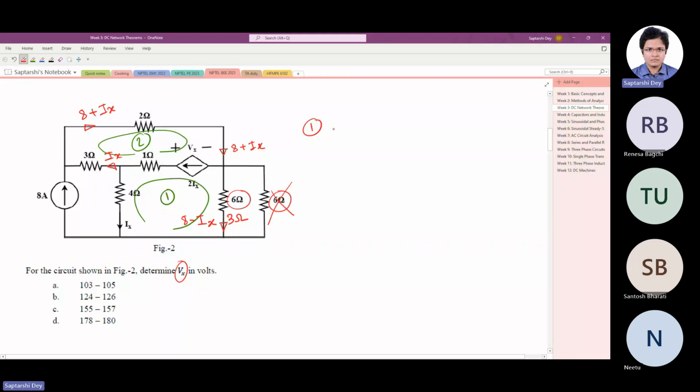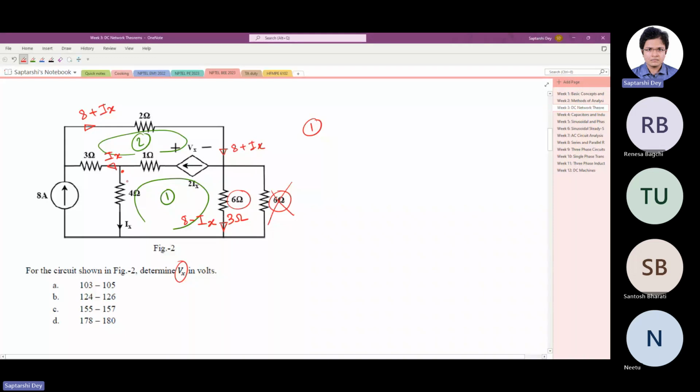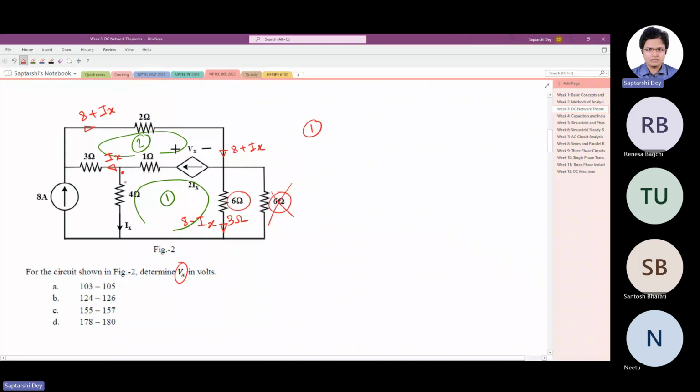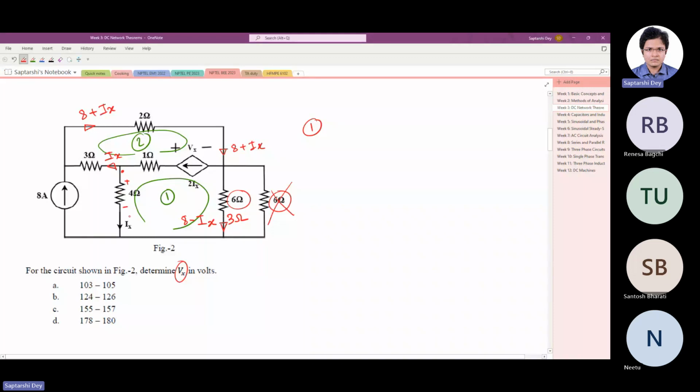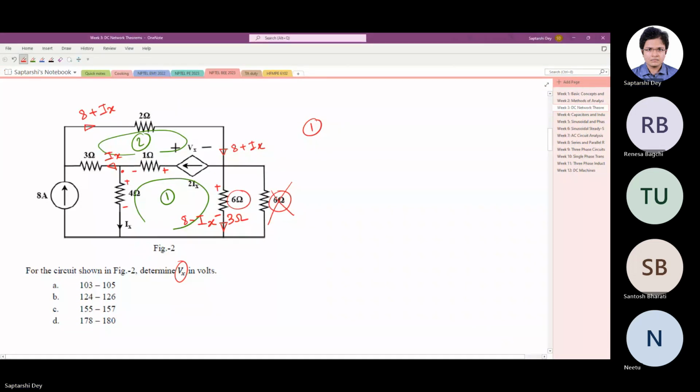We will start from here and go down. First we'll give voltage polarity marks. If this is the direction of Ix, then the voltage polarity is like this. If this is the direction of 8 minus Ix, then polarity is like this. For 2Ix, polarity is like this.